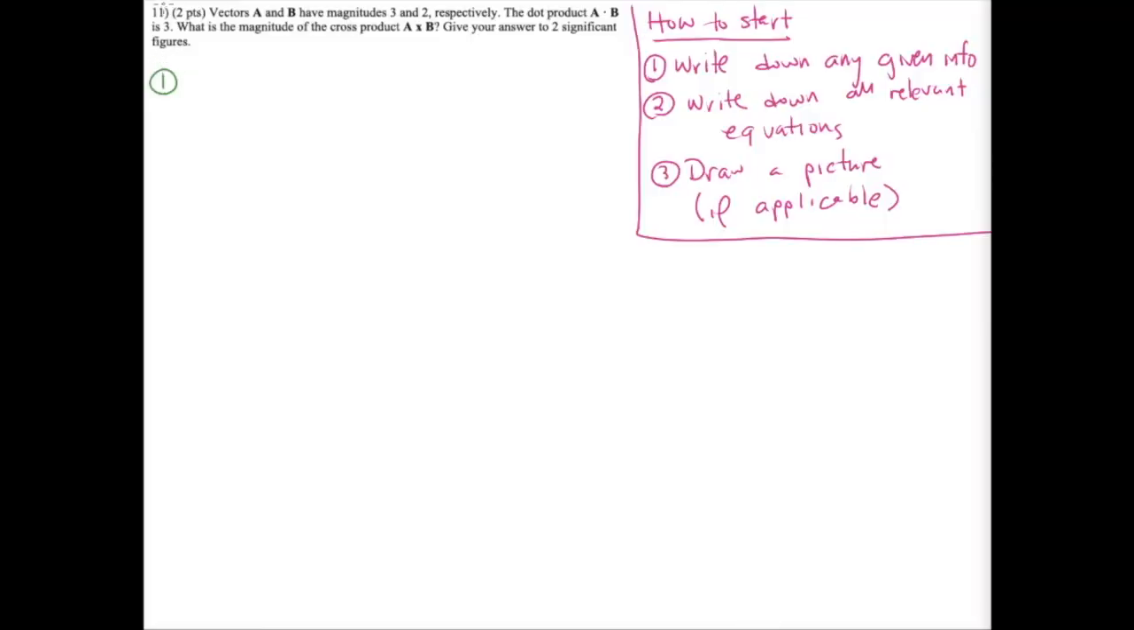Alright, let's get started. Okay, so our problem is vectors A and B have magnitudes 3 and 2 respectively. The dot product of A and B is 3. What is the magnitude of the cross product of A cross B?